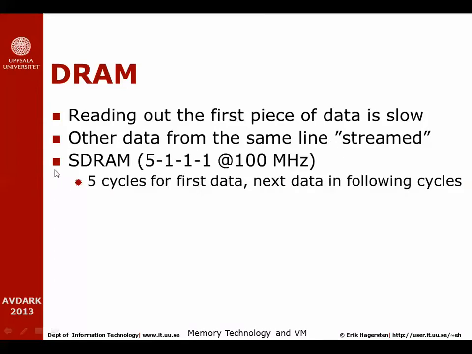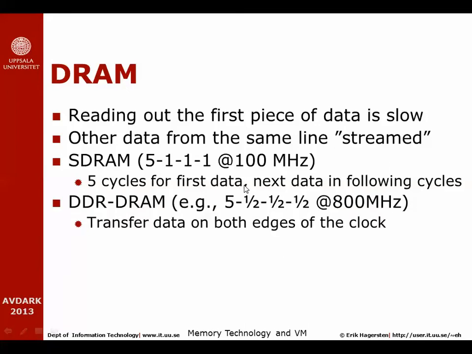There is one kind of DRAM called synchronous DRAM, or SDRAM for short, and an example of an SDRAM can be a 5111 implementation running at 100 megahertz. That means that it takes 5 cycles to access the first data, and that in the following cycles we will simply stream out the neighboring data, the following data in this example, for another 3 cycles. So 1 long access and then 3 short accesses.